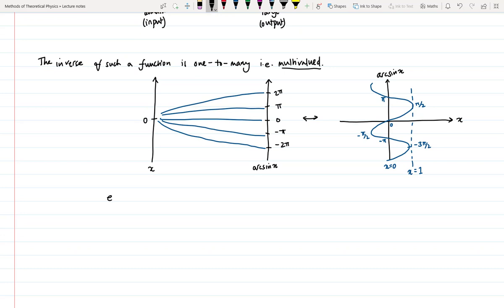To make this concrete, I'll just write down that if we have the arcsine of 1, then that gives multiple values like pi by 2, 5 pi by 2, 9 pi by 2, and so on. And the question here is which value should be used.